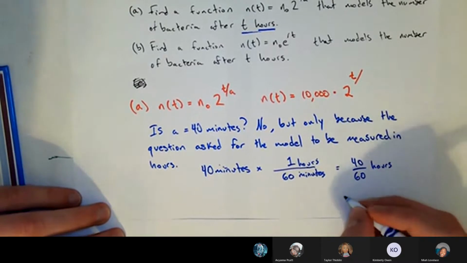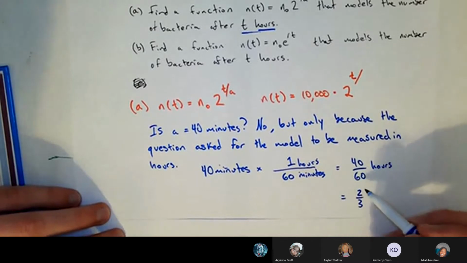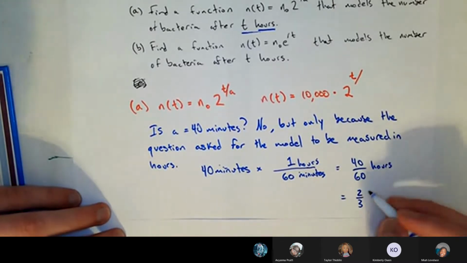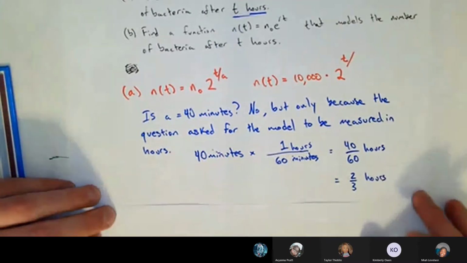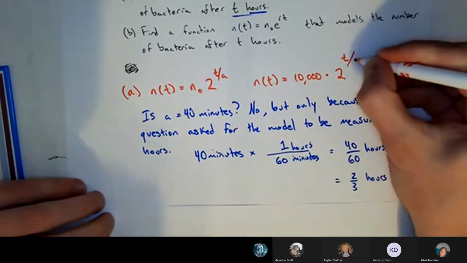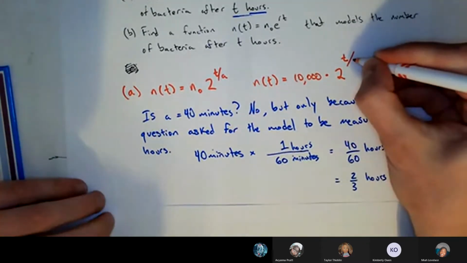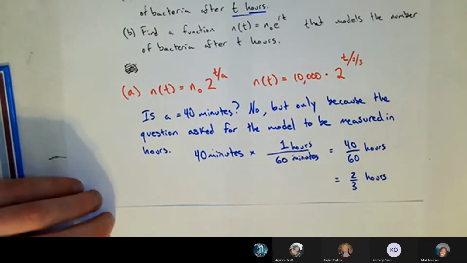But that reduces very nicely to 2/3. You know, cancel a factor of 10 and I end up with 4 over 6, and then 4 over 6 reduces to 2 over 3. So that is what gets plugged in for a, 2/3, which looks a bit messy. So we'll probably clean that up because we don't like a fraction over a fraction in there.